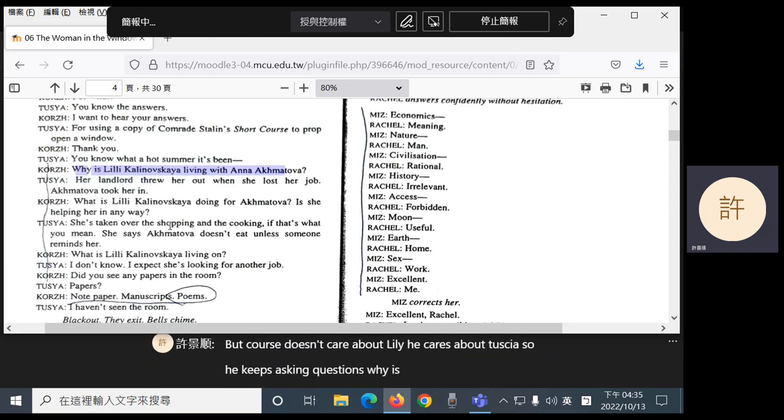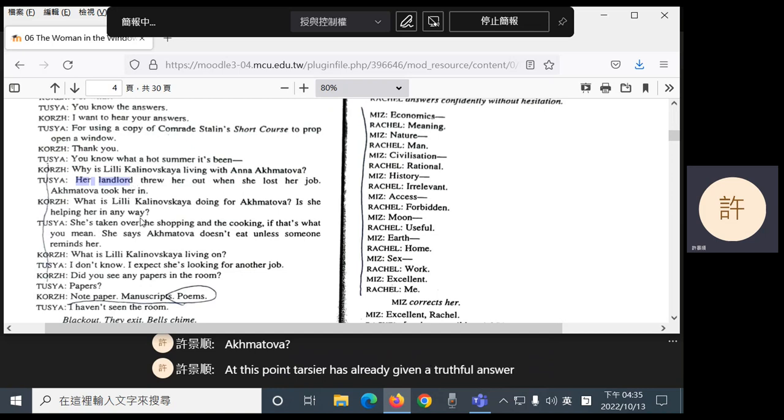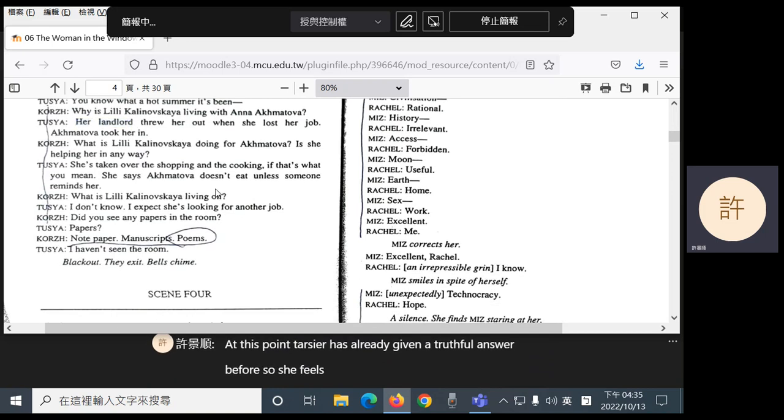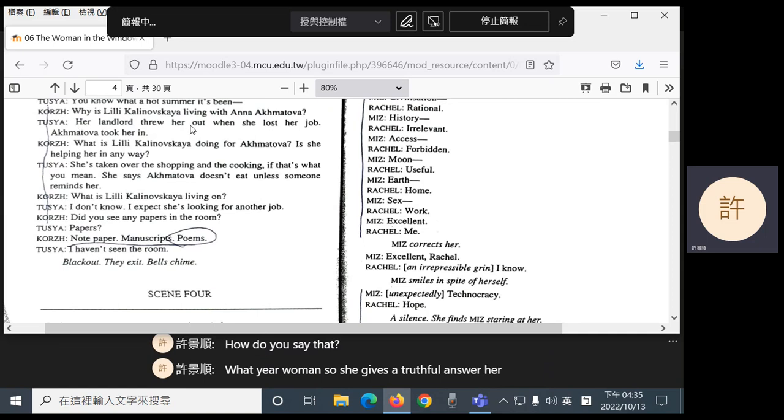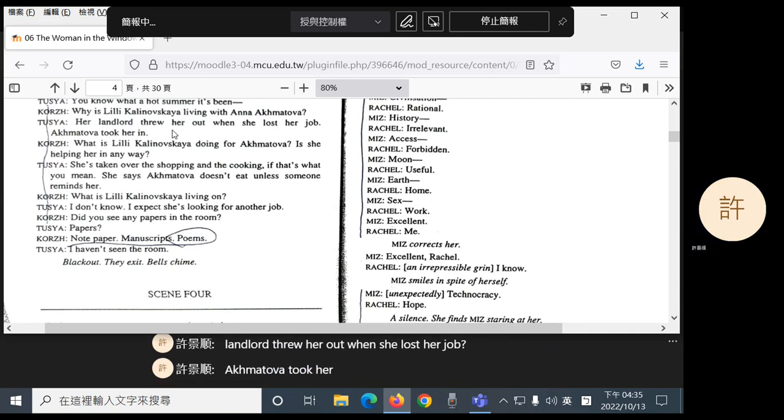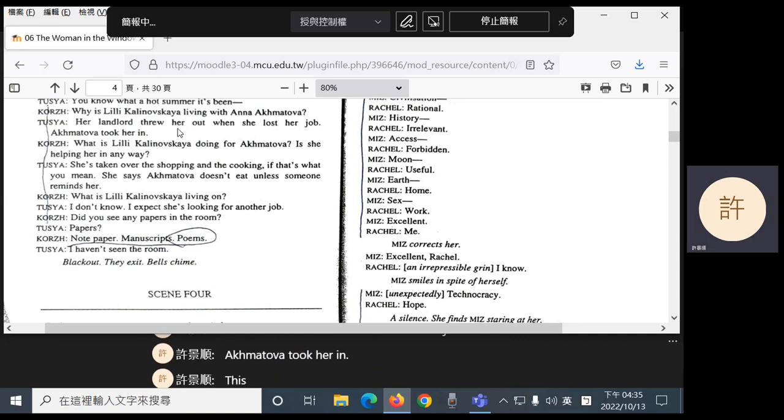Why is Lily living with Anna Akhmatova? At this point, Tasya has already given a truthful answer before, so she feels like she might as well keep giving truthful answers. She already gave in once. What's the difference in giving in again? 都已经让步一次的，继续让步好像也无妨. So she gives a truthful answer. Her landlord threw her out when she lost her job. Akhmatova took her in. This sentence tells us something also.